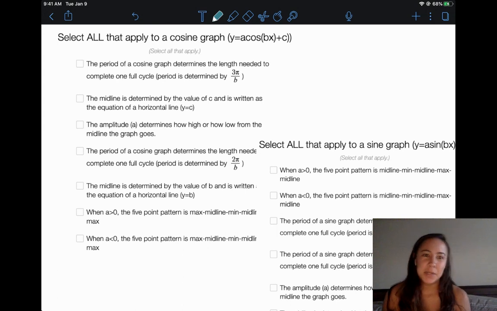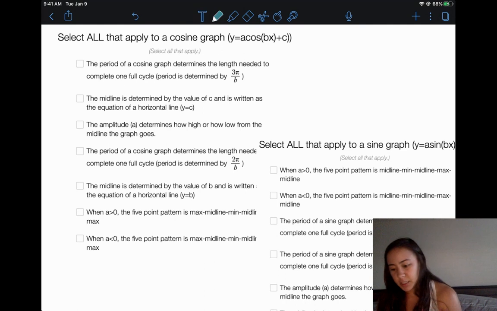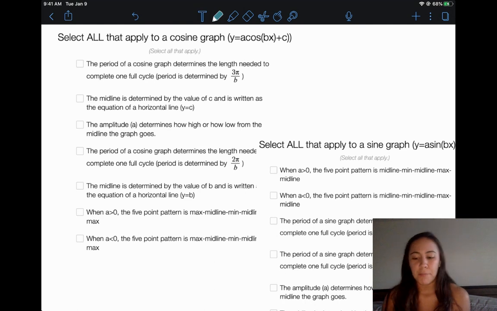So, we want to go over what I had you guys doing on Desmos. Let's go over some of these questions, selecting all that apply to a cosine graph and to a sine graph. Looking at a cosine graph, we want to figure out what will apply given just the general form. We know the period of a cosine graph determines the length needed to complete one full cycle. Well, that's true, except the period is not determined by 3 pi over b.